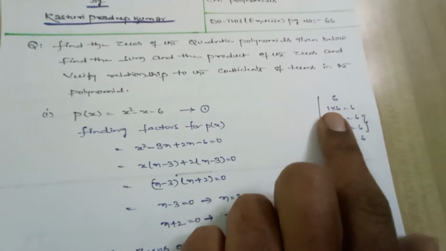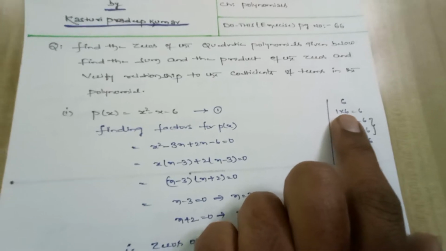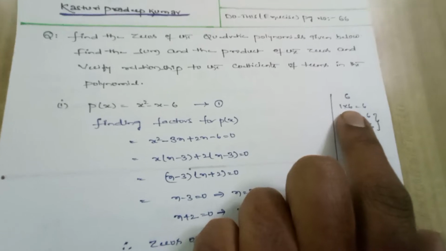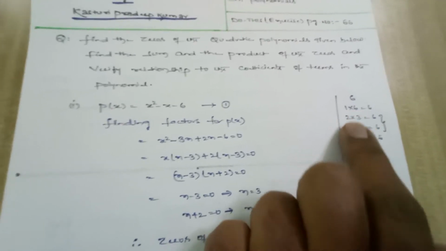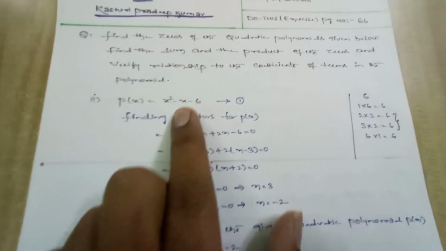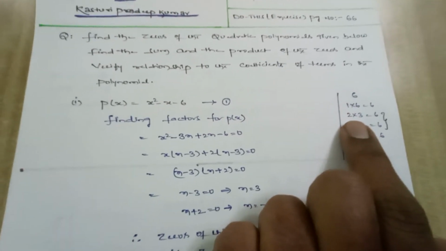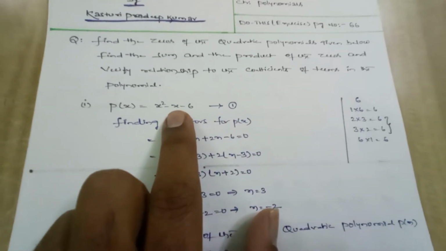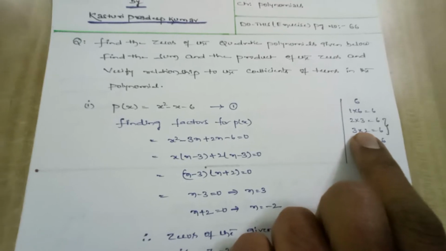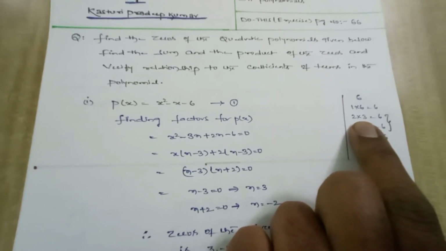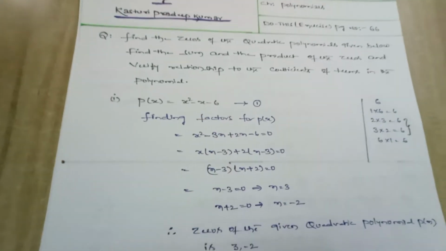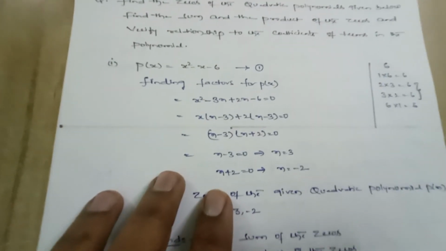Okay, when I take the first term, 1 minus 6 is minus 5. 1 into 6 is 6. We are getting the last term but not the middle term. Okay, so among all these, which one can we choose? The middle term is minus 1. We can take either 2 into 3 or 3 into 2, because 2 minus 3 is minus 1 and 2 into minus 3 is minus 6. So I have chosen that one, 2 into 3.